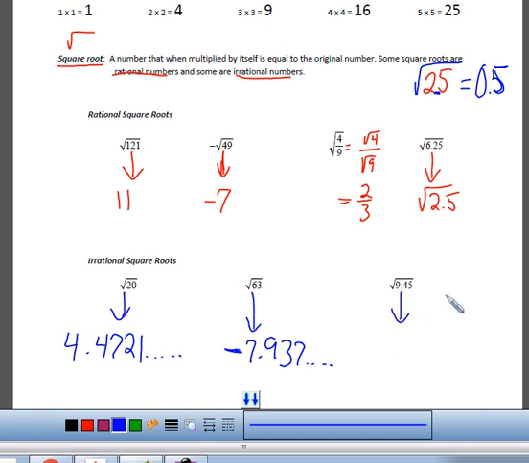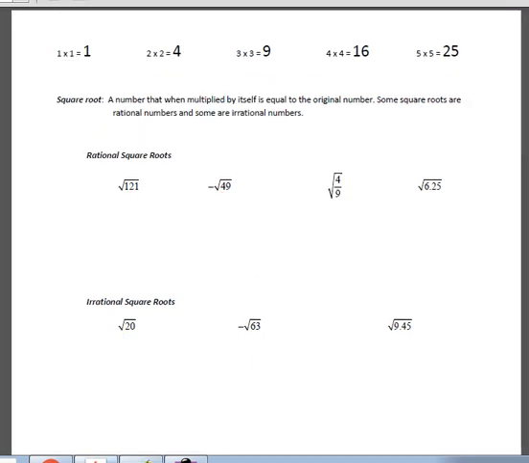9.45, same thing, not a perfect square. Square root of 9 is 3, so since this is just a little above, the answer should make a lot of sense. It's 3.074 ... a little above 3. All right, so our not so perfect squares. Okay, let's take a look at the next page, page 11.